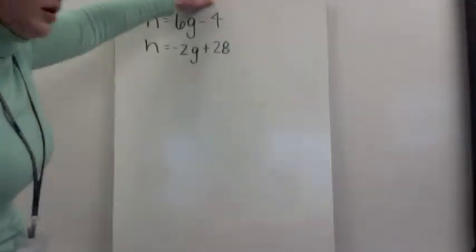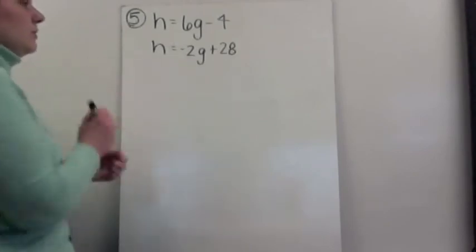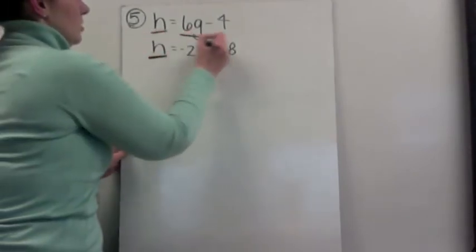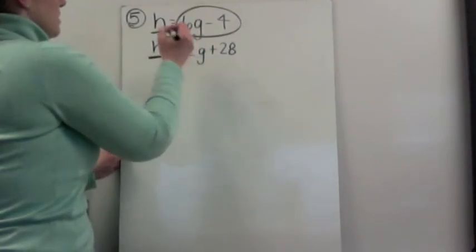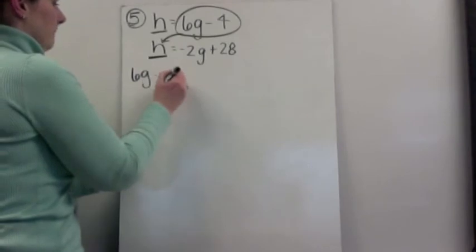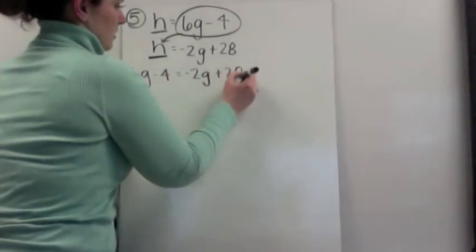Right? And then last one, looking at number 5. This was similar to the very first one we did. Okay, h equals 6g minus 4, and h equals negative 2g plus 28. So here's my h, here's my h, here's what h equals. I'm going to substitute that in there. So 6g minus 4 equals negative 2g plus 28.